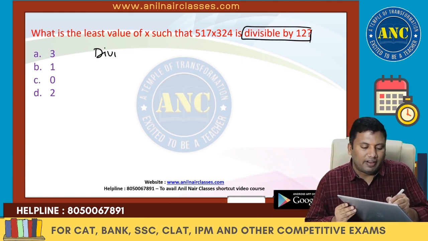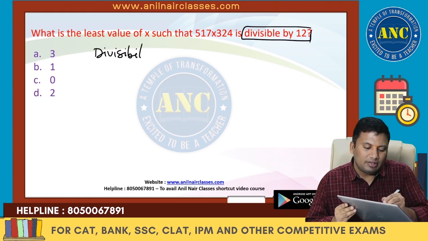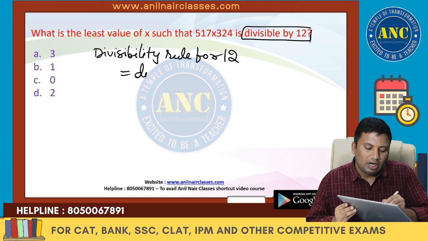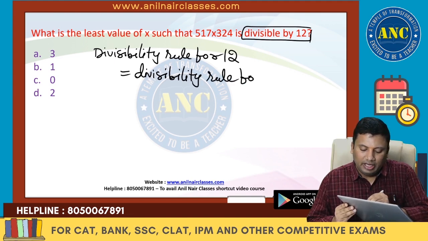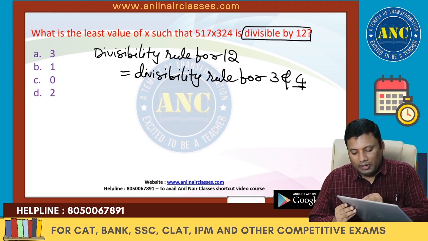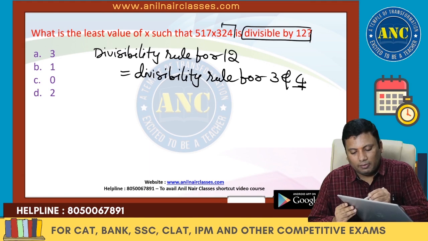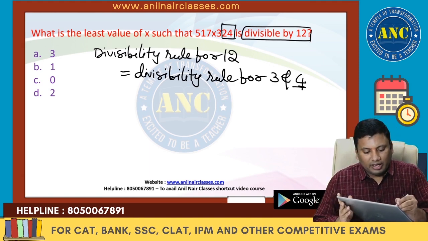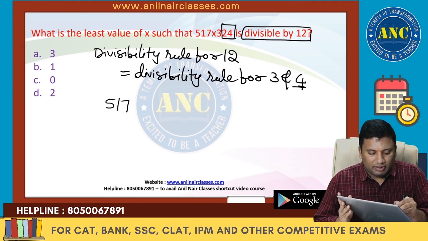Next one. These are the questions based on the divisibility rule for a composite number. Divisibility rule for 12 is nothing but divisibility rule for 3 and 4. 4 means the last 2 digits should be divisible by 4. 24 is already divisible by 4. That means it should be divisible by 3.